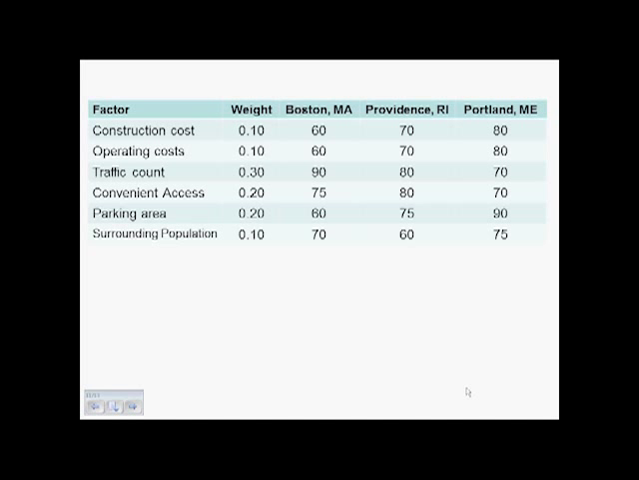best weighted score. Now the factors we decided were important were construction cost, operating cost, traffic count, and convenient access. How easy is it to get in and out, and is it in a good place? Are people around there? Would they have to drive there? It's out nowhere. Parking area, and what's the surrounding population? Looking at this, we gave them a weight: 0.10, 0.10, 0.30, 0.20, 0.20, 0.10.